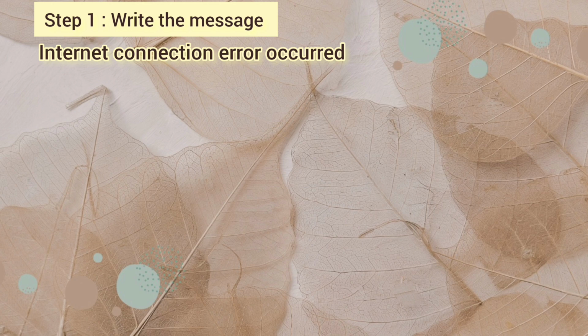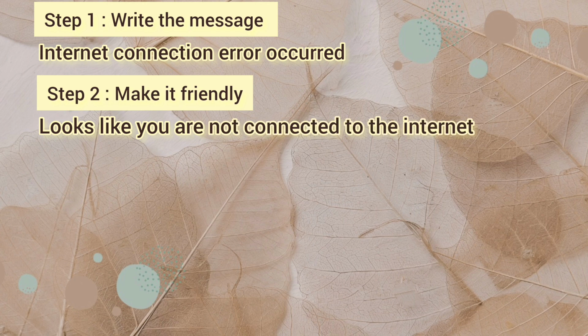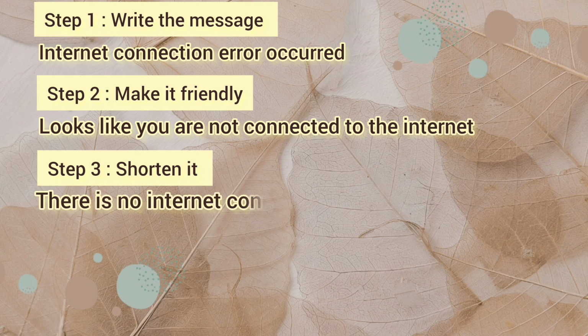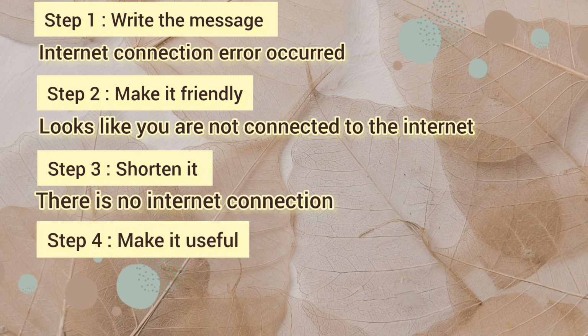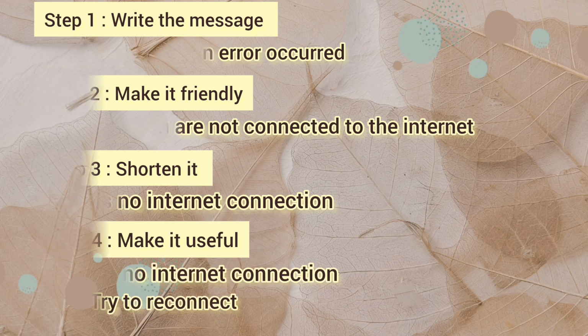Step 2, make it friendly. How we can make it friendly? Looks like you are not connected to the internet. Okay. Shorten it. There is no internet connection. Alright. Make it useful now. There is no internet connection. Try to reconnect. So here you saw that how you can write a concise copy following the simple steps. I hope this tip was helpful.